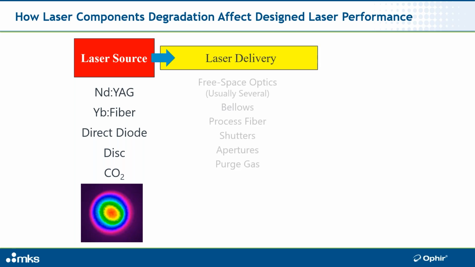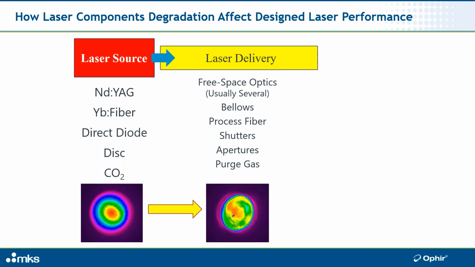And then you send it to some kind of delivery system, whether it be free space optics. Today there are process fibers. You marry the process fiber with the source fiber through some kind of coupler. Sometimes you'll have purge gas or apertures or shutters and things like that. And then this nice, beautiful round beam has the potential of changing somehow when it touches something else. When it passes through something else, it has the potential of changing.